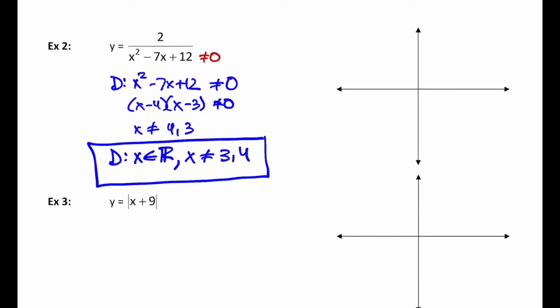I'm not going to take the time to graph this, but a few words. You don't know how to graph this by hand yet, but if you were to throw this into the calculator, you're going to notice you're going to have asymptotes at x equals 3 and x equals 4. So therefore, those are not part of the domain.